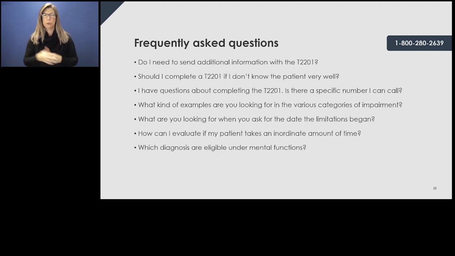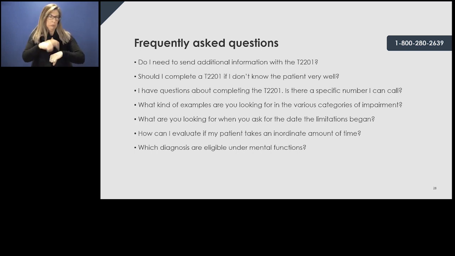How can I evaluate if my patient takes an inordinate amount of time? An inordinate amount of time is described as 3 times longer than another person of a similar age who does not have the impairment. The evaluation is based on the medical judgment of the medical practitioner.